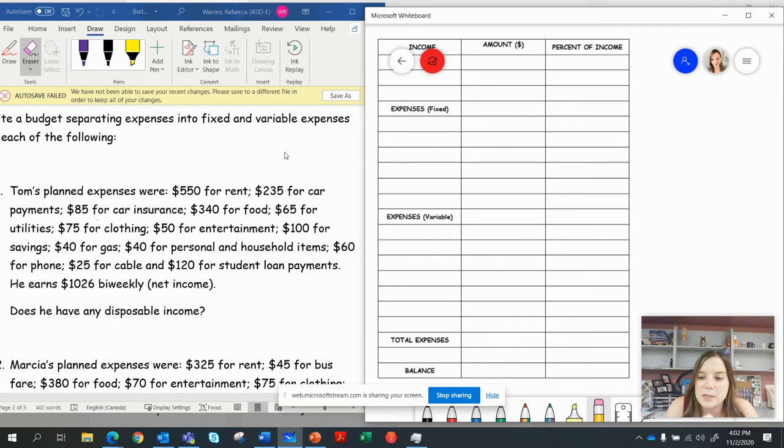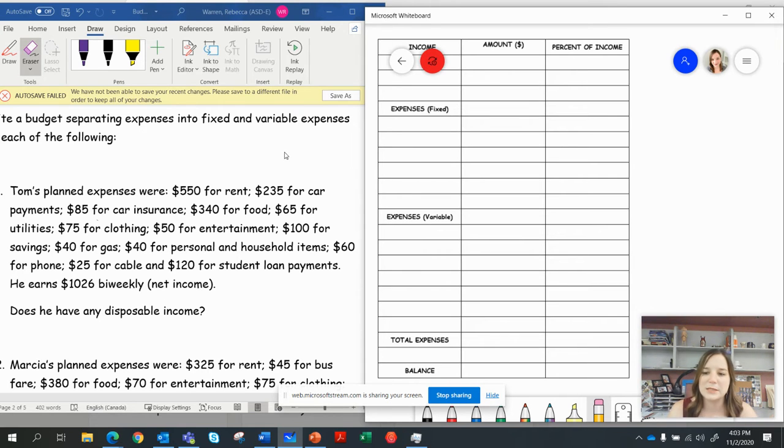Variable expenses are expenses that change from month to month. So things like your food budget. The amount that you spend on food will likely change from month to month. Even if you buy pretty much the exact same thing every month, price of food changes, right? Something might be on sale one week, not the next. So your budget for food is going to vary a little bit from month to month.